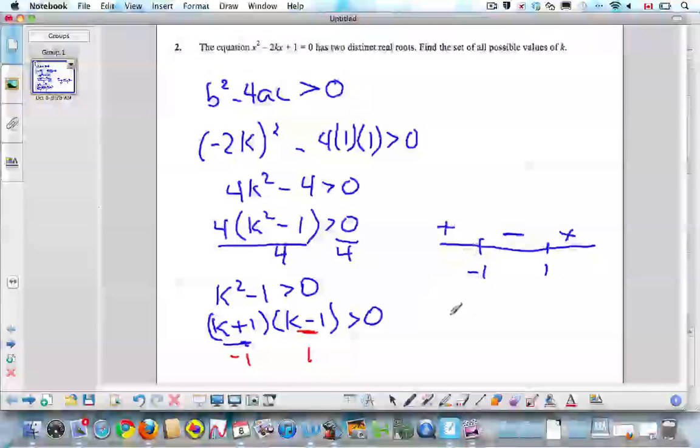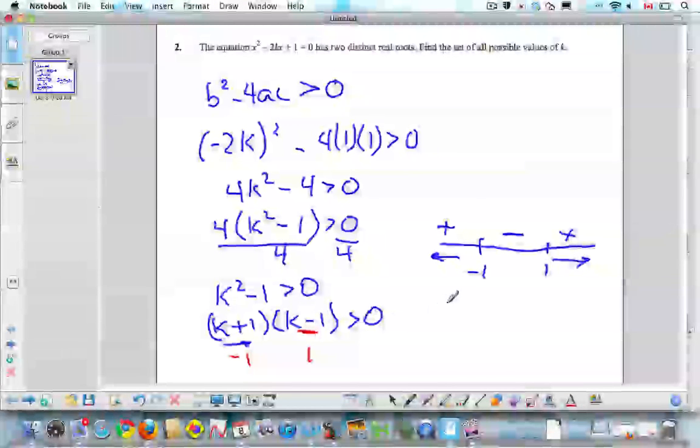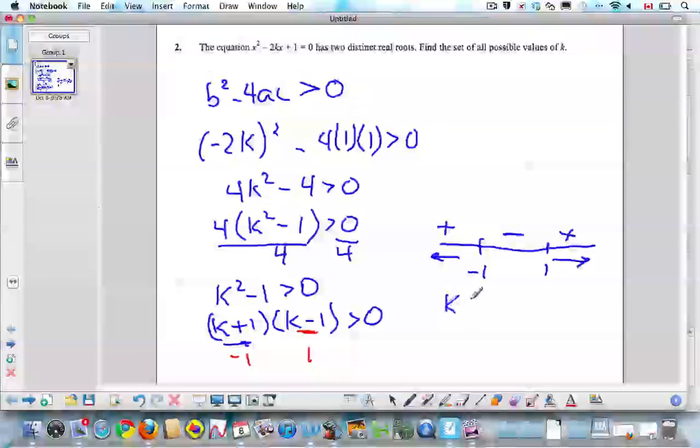So if I consider my intervals here, if I go negative 1 all the way this way to negative infinity, and positive 1 all the way this way to positive infinity. So in order for this expression to be bigger than 0, I have to have k be less than negative 1 or k bigger than 1. And that's how I can solve this inequality.